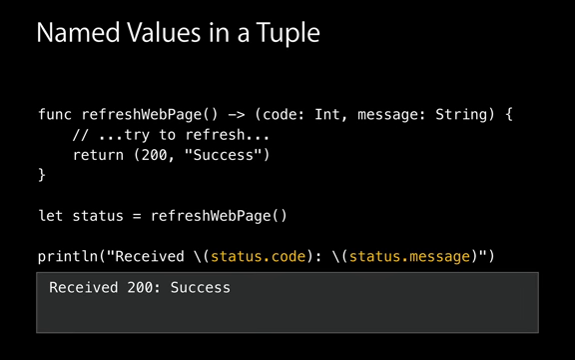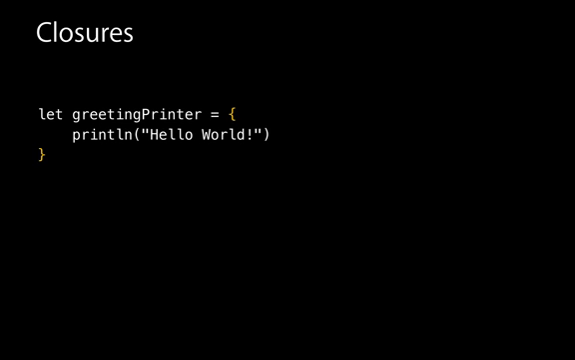So that's functions. I want to move to a related thing now, which is closures. Closures in Swift, much like blocks in Objective-C, are just blocks of code. You can pass them around. They can capture values from the surrounding scope. So here I have a very simple one. It's called greeting printer, and it's a constant. And it has this closure that just prints hello world.